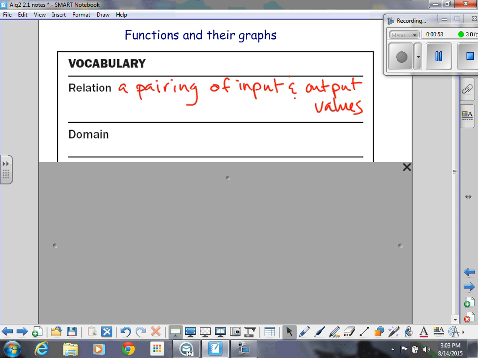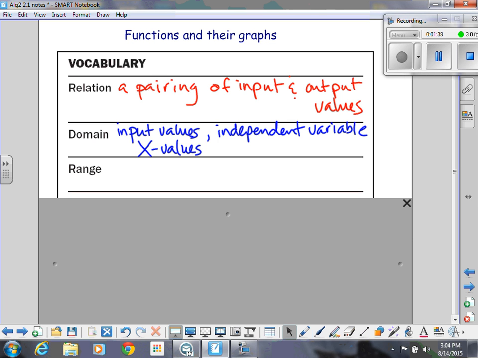All right, so let's talk about domain. Domain is simply the input values. Another way of saying that are x values. If we have x coordinates and y coordinates, the domain are the x values. Another way to say that also is the independent variable. Or it's just the numbers that we would plug into the equation.